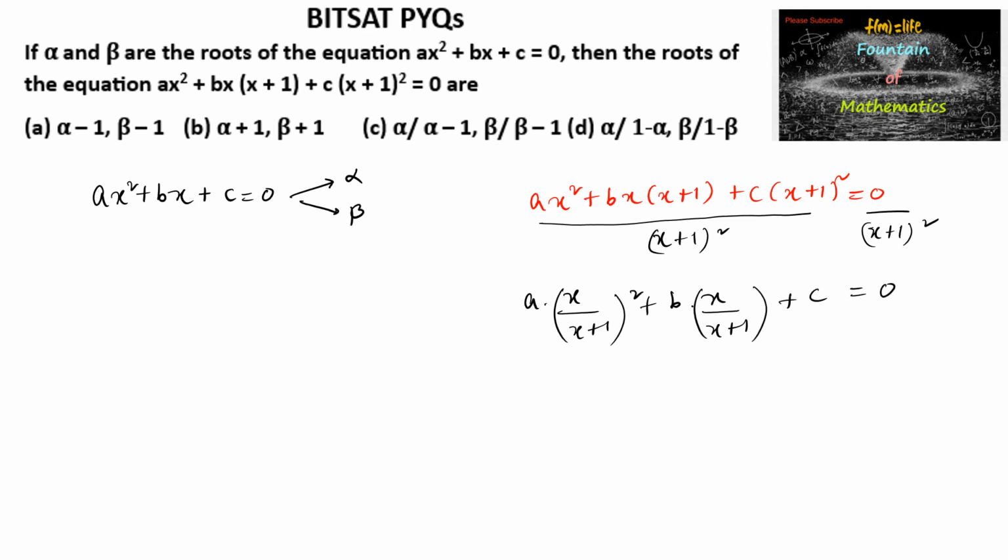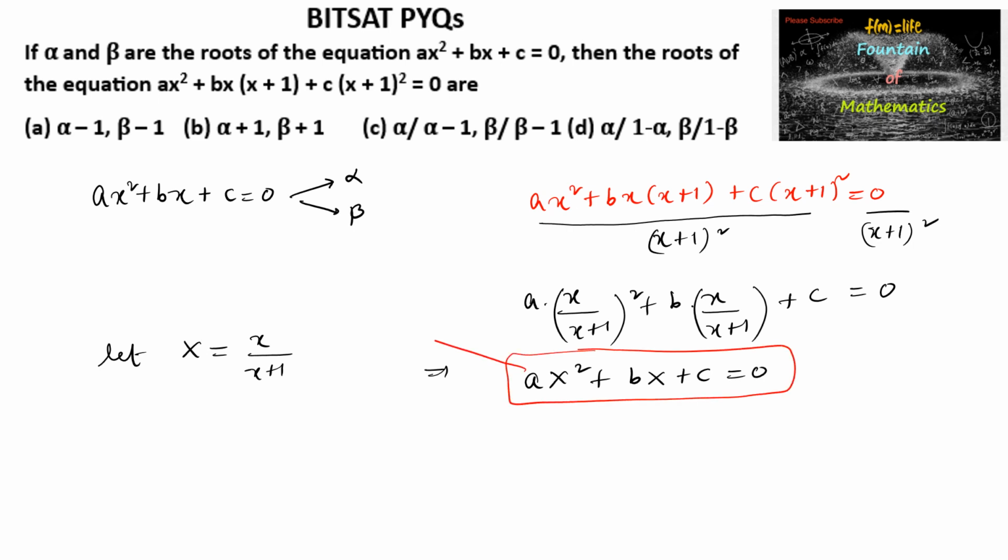So let us consider capital X is equal to x upon x plus 1. Which implies a into capital X square plus b into capital X plus c is equal to 0, which is similar to this equation where alpha and beta are the roots. So that is capital X is equal to alpha or capital X is equal to beta.